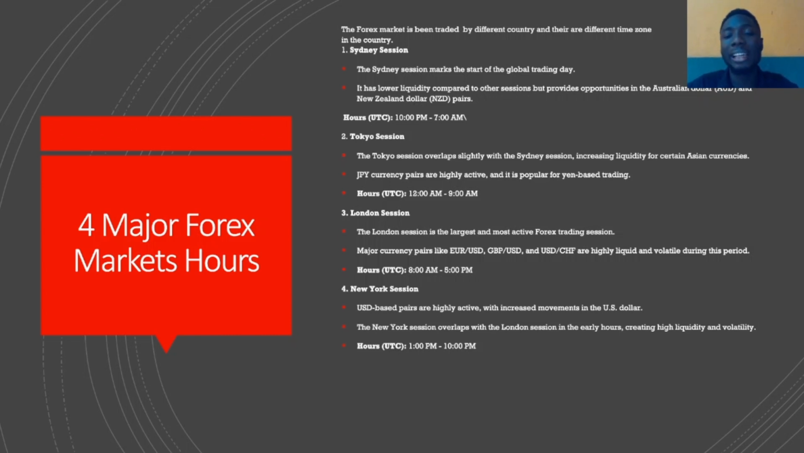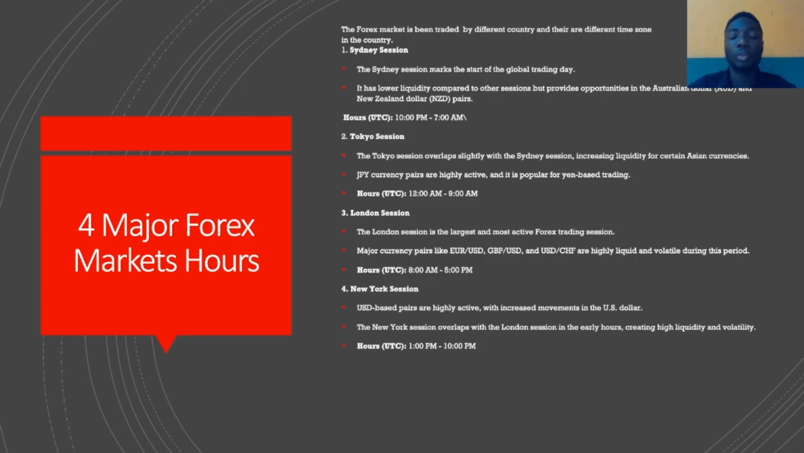So the London section is the largest, most active forex trading session because of the number of hours, 8 a.m. down to 5 p.m. We have EURUSD, GBPUSD, USDCHF highly liquid and volatile during this period. During this period, 8 a.m. to 5 p.m., the price is pushing, everything is pumping. And the New York section, like I said, has the highest volume to me. USD based pairs are highly active with increased movement in US dollars and US power. So the New York section overlaps with the London section in the early hours, creating high liquidity and volatility.